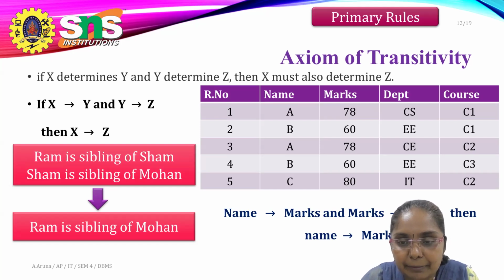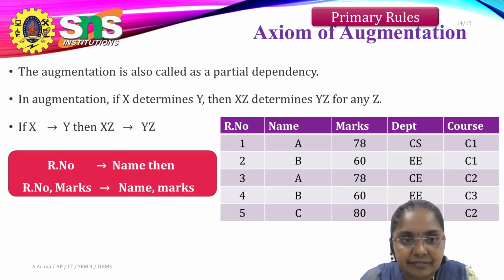For example, here name determines marks and marks determines course. So through that, I can say name determines course. This is the indirect relationship here. This type of thing we call the axiom of transitivity.